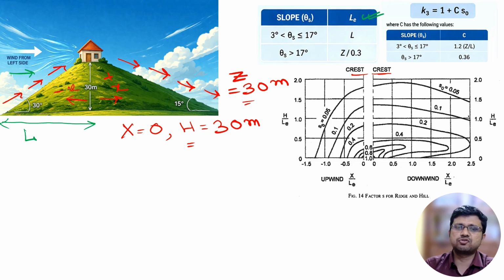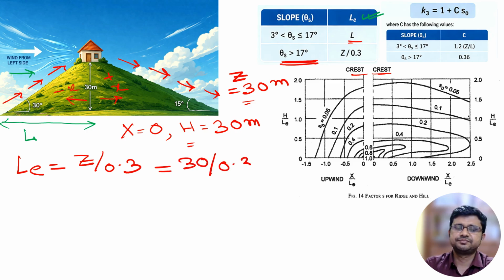Now, what will be the value of LE, effective length? LE will be equal to Z by 0.3 for our problem, because our ground slope is greater than 17 degree. So what is Z? Z is 30. So 30 by 0.3 will be 100 meter. Now we know the value of LE.